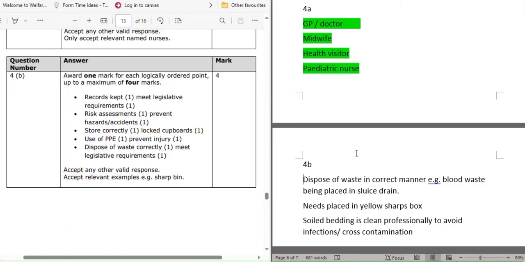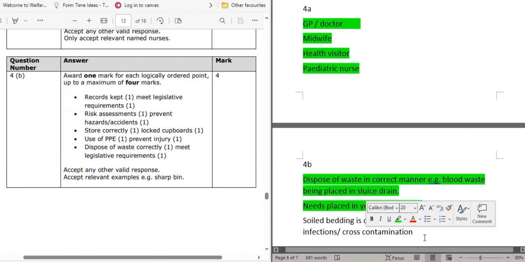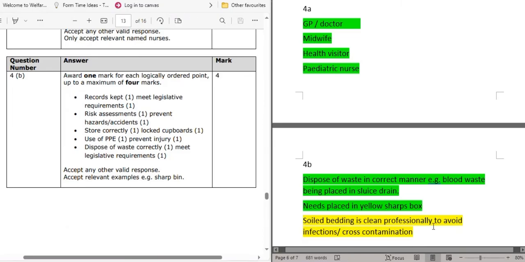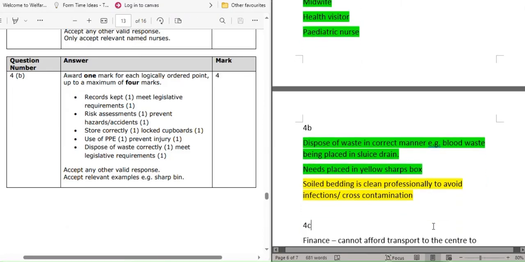So accept relevant examples. Again, I've gone with correct manner. Blood waste in the sluice drain. Needles in the sharps box. So I'm going to give that a correct mark, and then I've gone with soil bedding, but I don't know again whether this is too many specific examples, where this answer looks like it's going more down the route of the procedure.